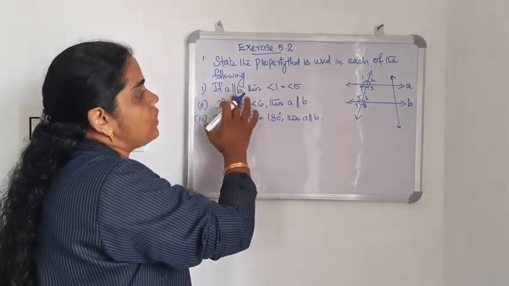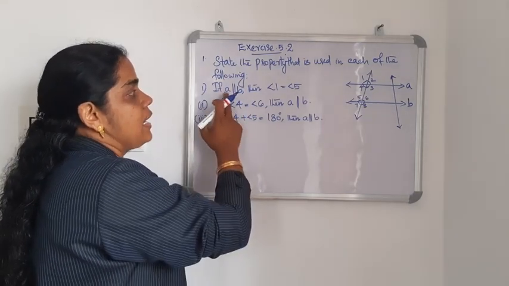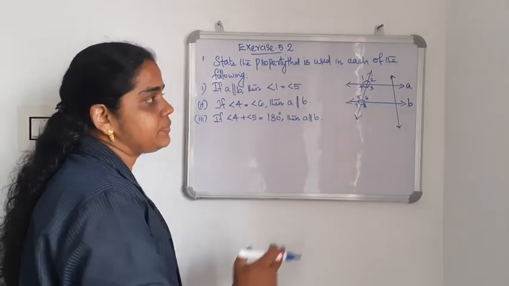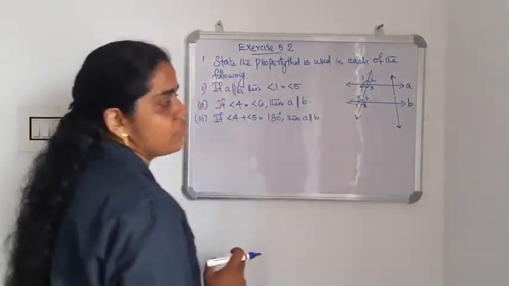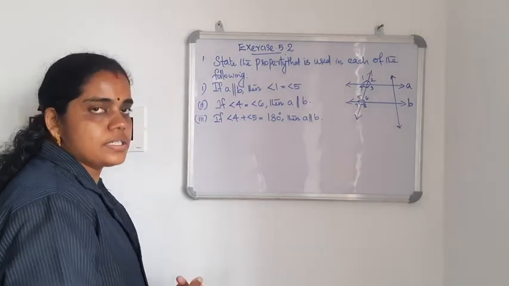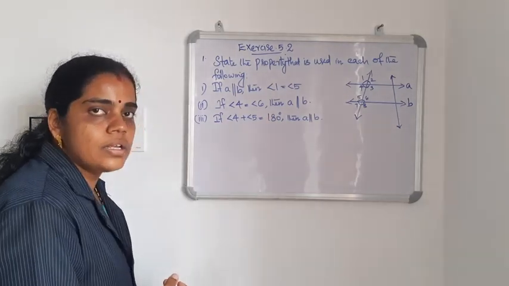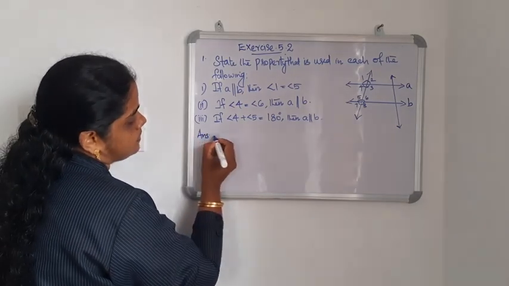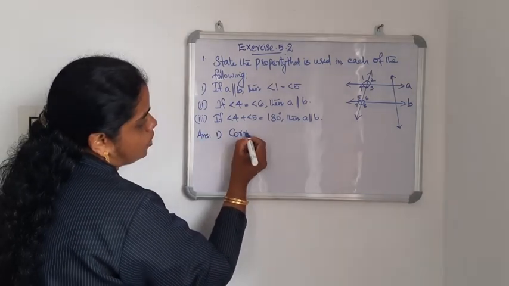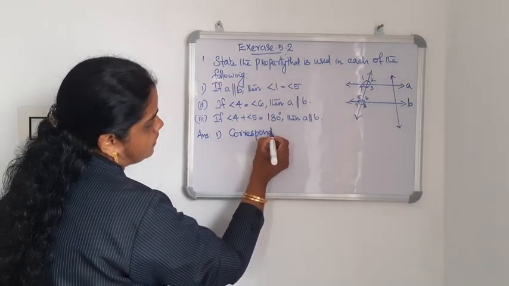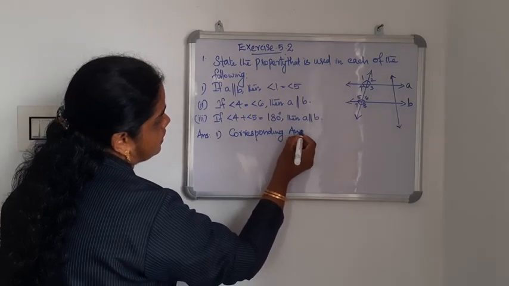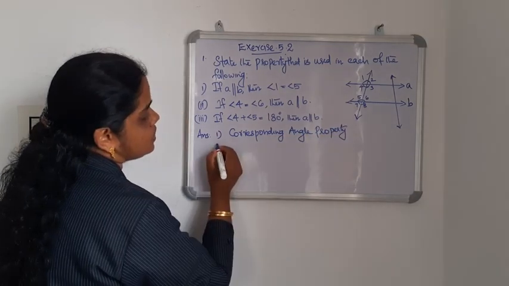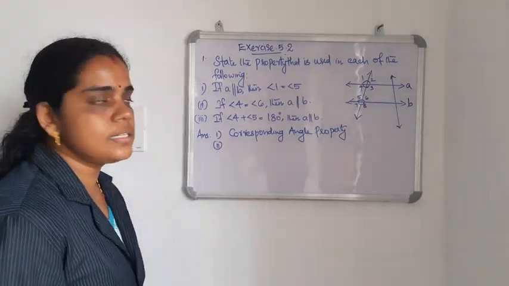So first, this symbol represents parallel. If A is parallel to B, then angle 1 equals angle 5. Which property can we write here? Angle 1 and angle 5 are corresponding angles. So the property is the corresponding angle property. First question answer: corresponding angle property.